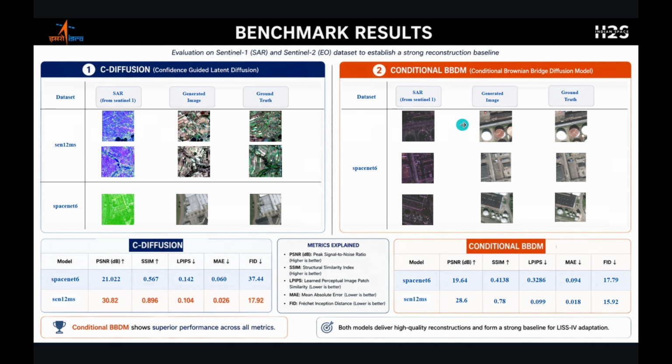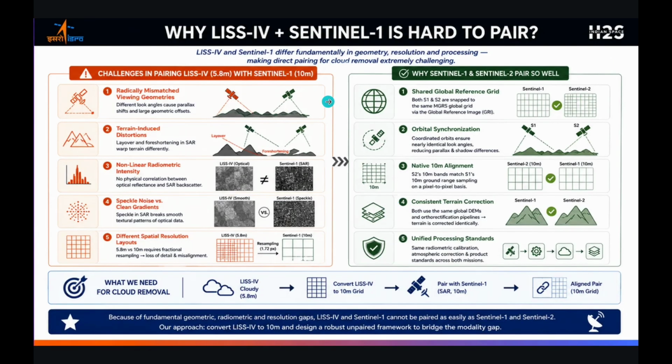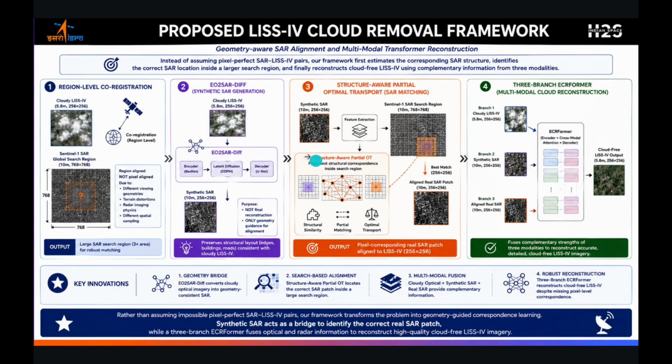However, while they performed well on well-aligned Sentinel datasets, these results also highlighted an important limitation. Their success depended heavily on paired SAR-optical data, which is not readily available for LISS-4 imagery. This observation led us to the key research question: why do these models perform well on Sentinel data but struggle with LISS-4? We identified three major challenges: differences in geometry, differences in spatial resolution, and the absence of accurately paired SAR-LISS training data. Instead of forcing impossible pixel-level correspondence, we decided to redesign the pipeline around geometry-aware alignment and multi-modal learning. Our proposed framework transforms the problem into a geometry-guided reconstruction task.